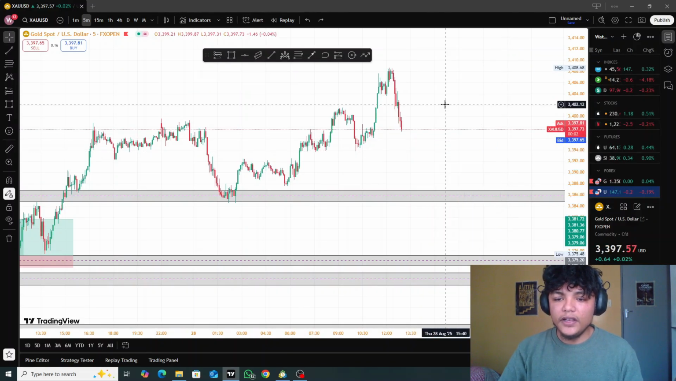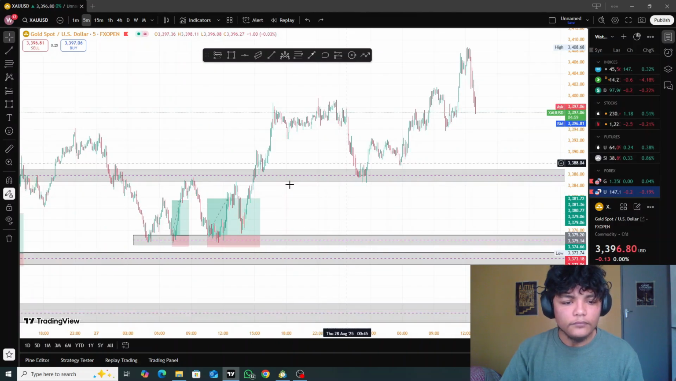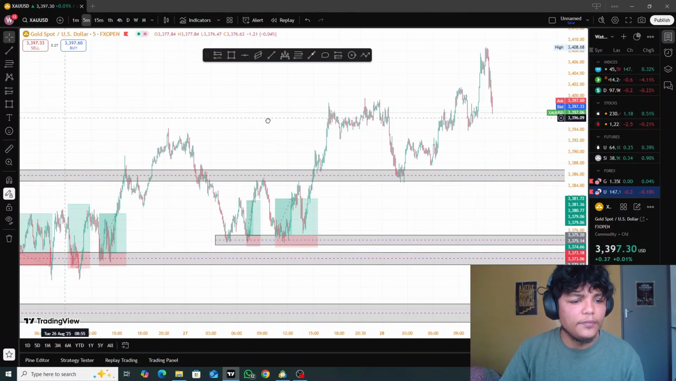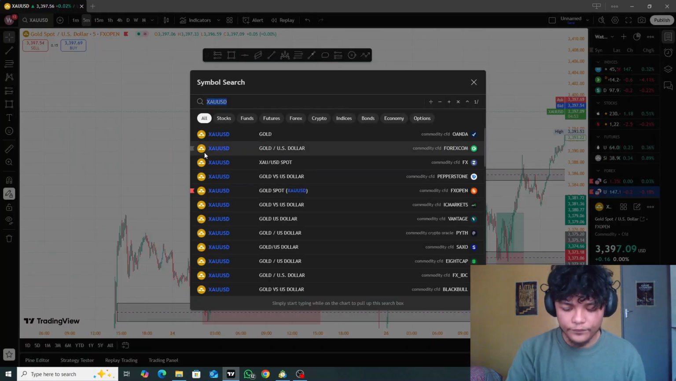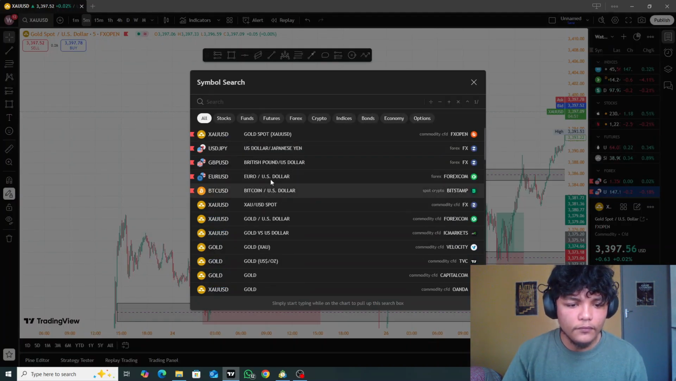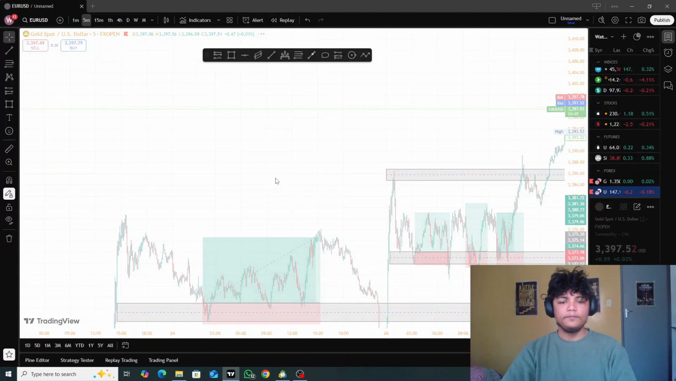And guys, that's basically it for liquidity. But yeah, let me show you another example, maybe on a different chart. Euro USD.